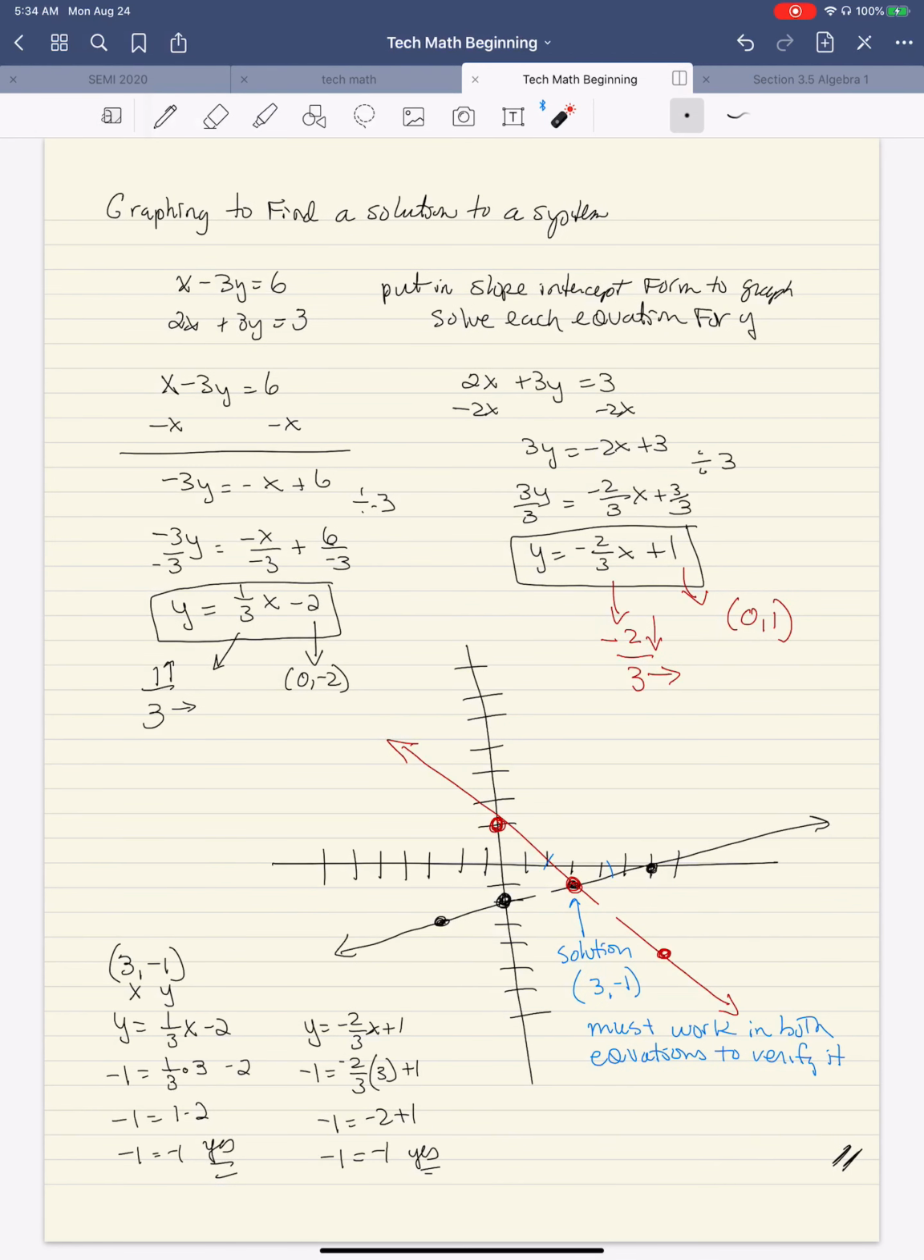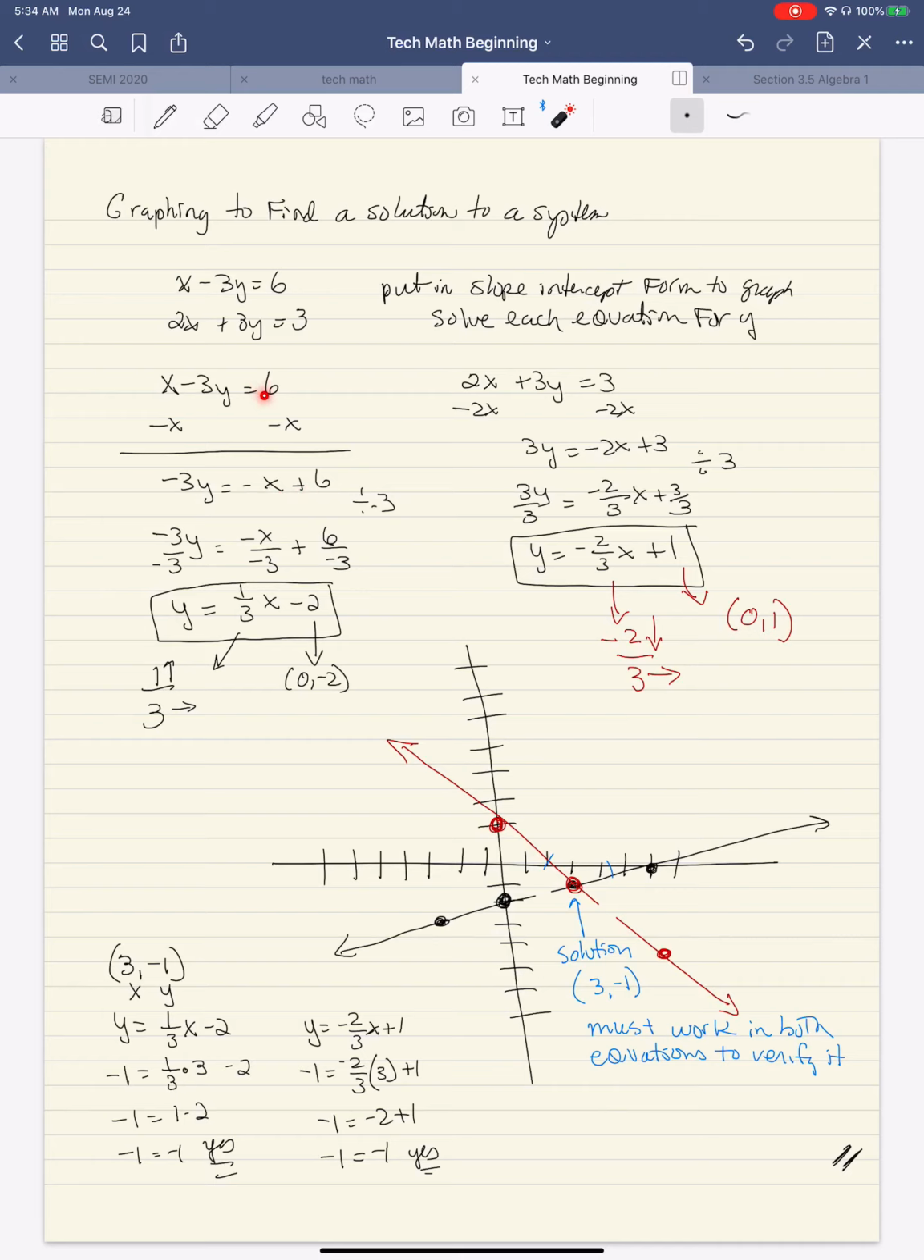So what does it mean graphically? Graphing to find a solution to a system. Here I have x minus 3y equals 6, and 2x plus 3y equals 3. These are two other equations that I'm using, and I want to know graphically what is the solution. The first thing I'm going to do is put it in slope-intercept form so that I can graph. It's a lot easier graphing in slope-intercept form. Solve each equation for y. So let's look at the first one. X minus 3y equals 6. First I want to subtract x from both sides. So I get minus 3y equals minus x plus 6.